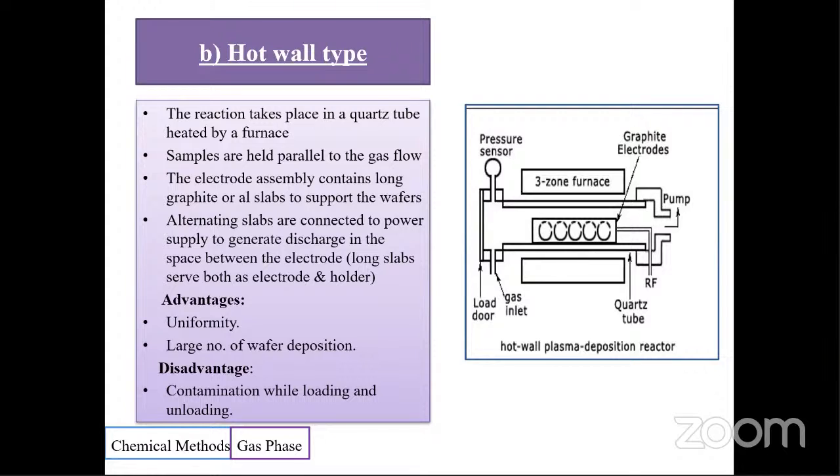The electrode assembly contains long graphite or aluminum slabs to support the wafers, and alternating slabs are connected to a power supply to generate discharge in the space between the electrodes. The advantage of this technique is that you will get uniform material deposition on the substrate, and a large number of wafers can be deposited using this technique. However, the disadvantage is that contamination will take place while loading and unloading.